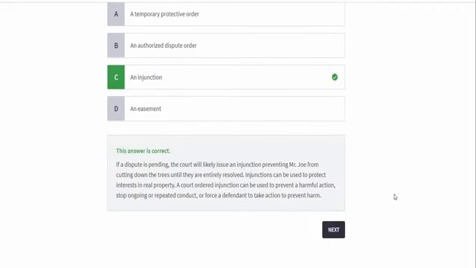The correct answer is C. It's an injunction. All right, so let's unpack that for a bit. If a dispute is pending, the court will likely issue an injunction preventing Mr. Joe from cutting down the trees until they are entirely resolved. Injunctions can be used to protect interest in real property. A court-ordered injunction can be used to prevent a harmful action, stop ongoing or repeated contact, or force a defendant to take action to prevent harm. So this is one of those legal terms that you need to be familiar with in case it does come up, and it's pretty straightforward as that.